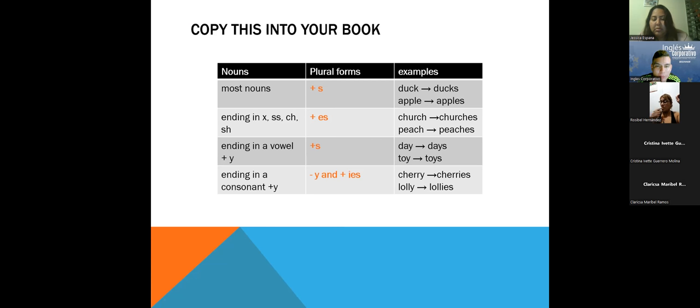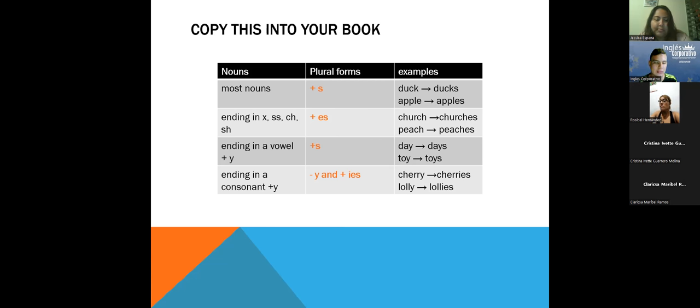¿Cómo convertirlos al plural? La mayoría de los nouns, the majority or most of the nouns, we have just to add S at the end. For example, duck, ducks. Apple, apples. In some cases, for example, if the noun ends in X, double S, CH, or SH, we need to add ES. For example, church, churches. Peach, peaches.